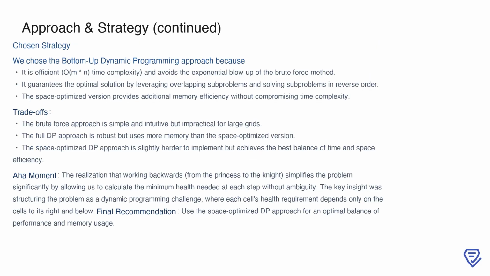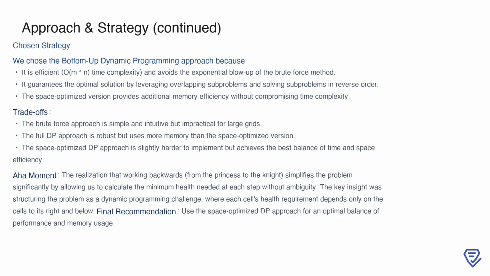The chosen strategy for the dungeon game problem is the bottom-up dynamic programming approach, specifically its space-optimized version. This method is efficient, with a time complexity of O(m*n), and avoids the exponential blow-up associated with the brute force approach. It guarantees an optimal solution by leveraging overlapping subproblems and solving them in a reverse order, starting from the bottom right cell. While the full DP approach is robust, it uses more memory than necessary, which makes the space-optimized version a better choice. The trade-offs between the approaches are clear.